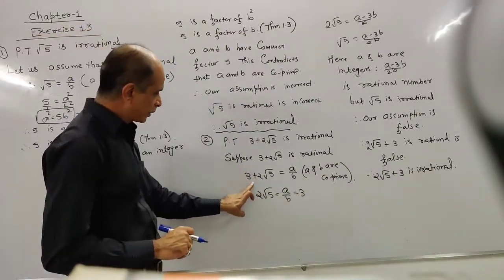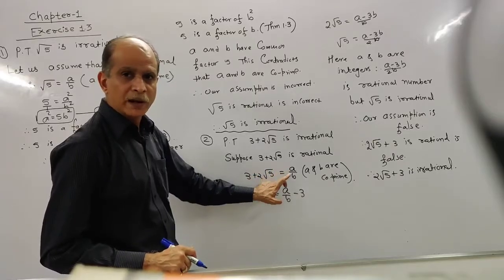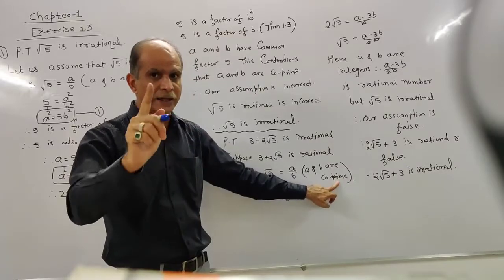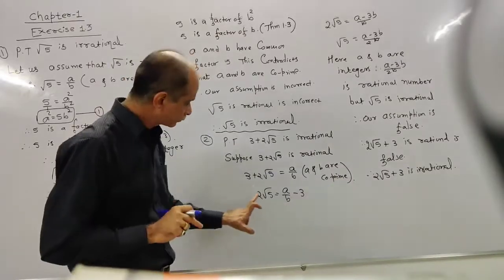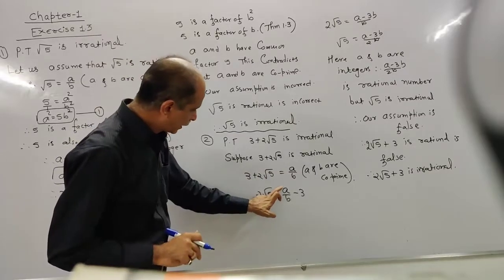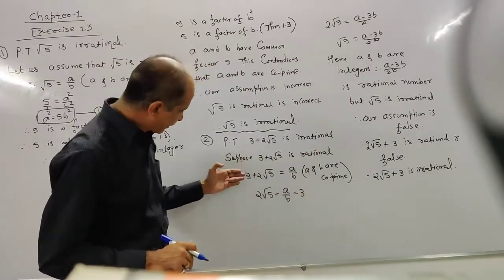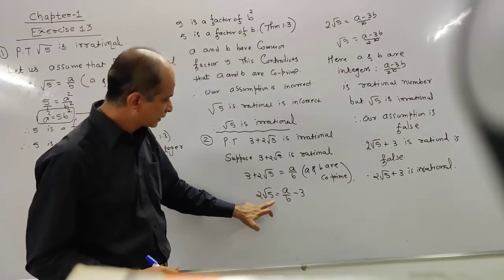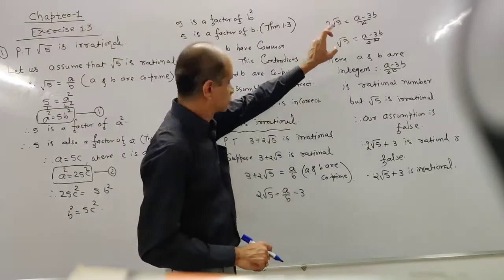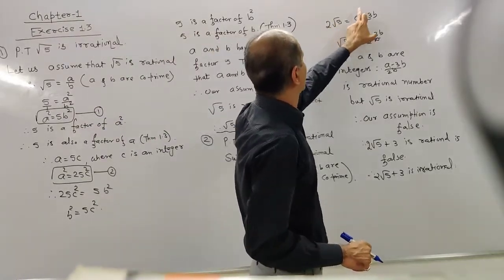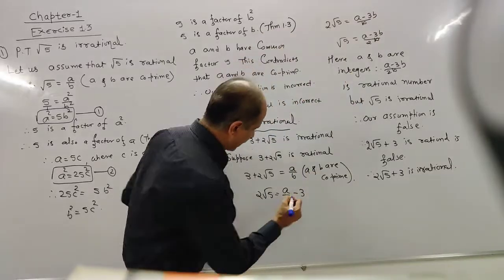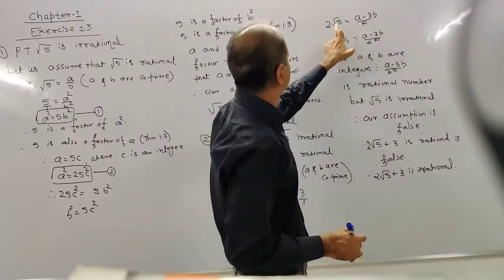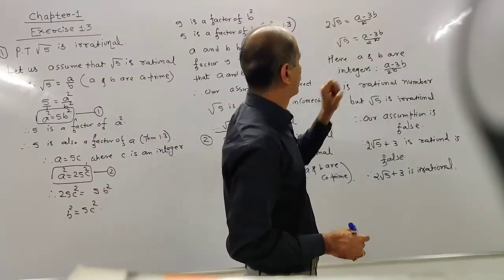So we can write 3 plus 2 root 5 is equal to a by b, where a and b are co-prime numbers, meaning there is nothing common in a and b, and that's why they are known as co-prime. So you can say 2 root 5 is equal to a by b minus 3, when we transpose 3 from the left-hand side to the right-hand side. So 2 root 5 is equal to (a minus 3b) upon b, cross multiply. So root 5 is equal to (a minus 3b) upon 2b.